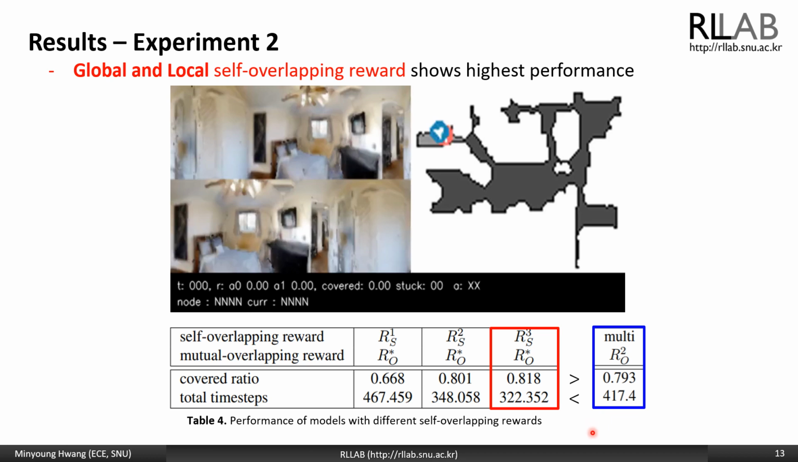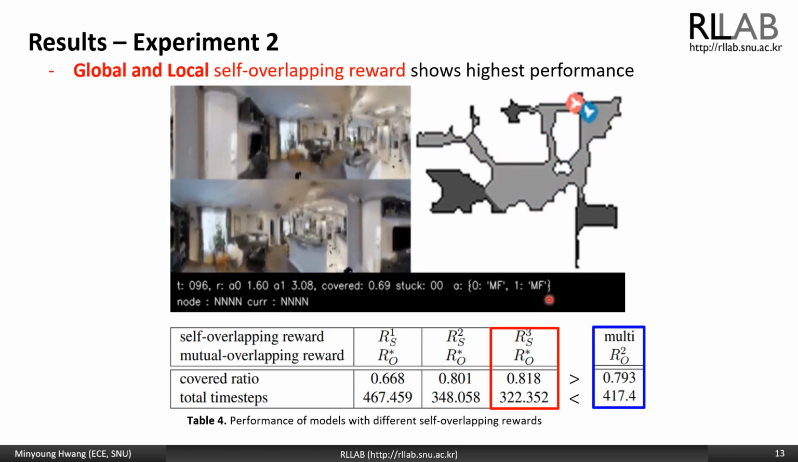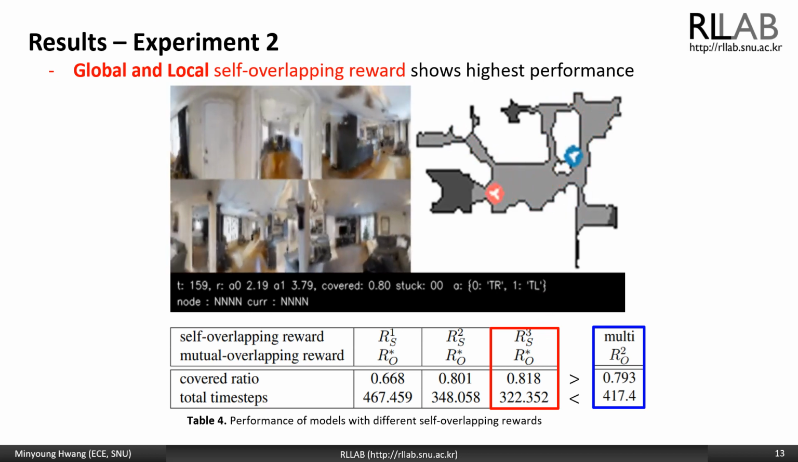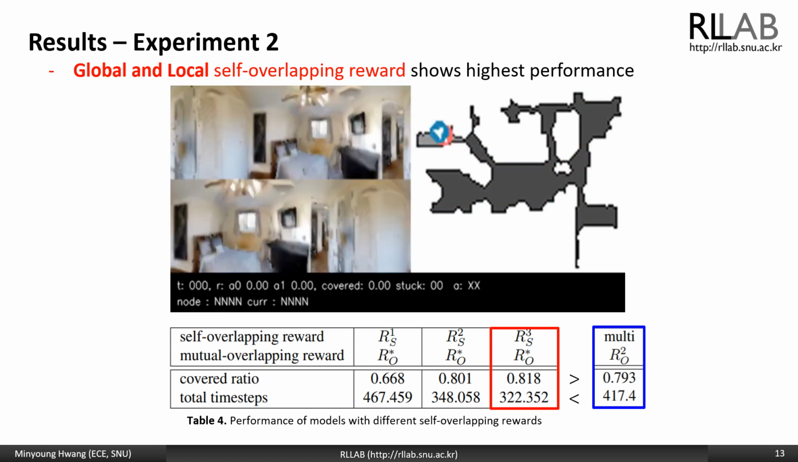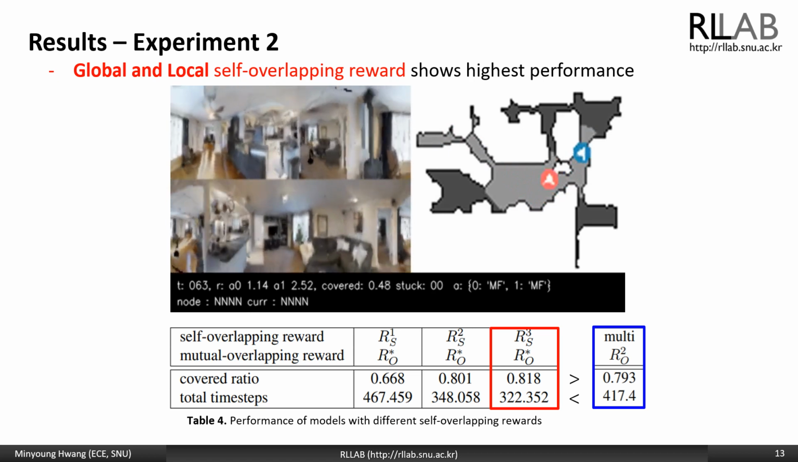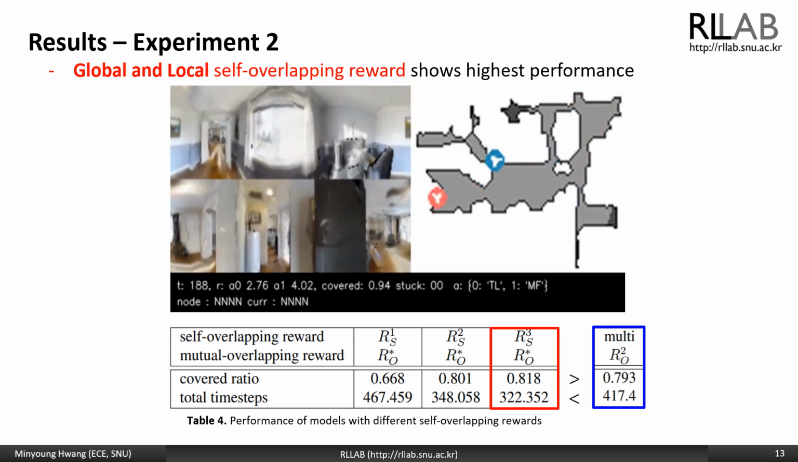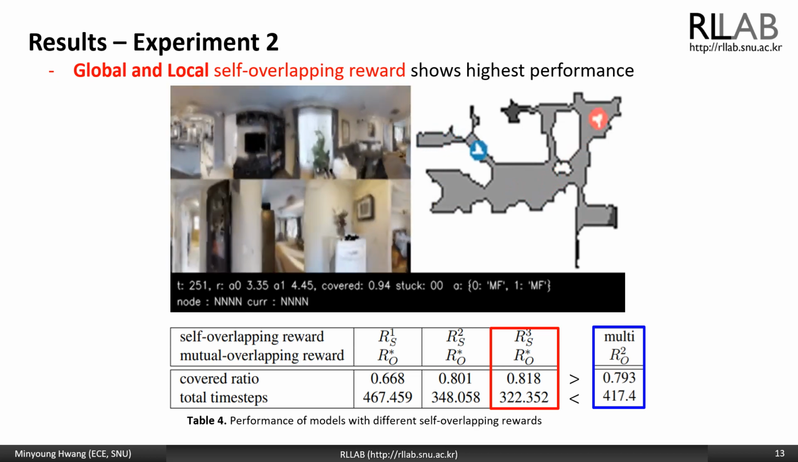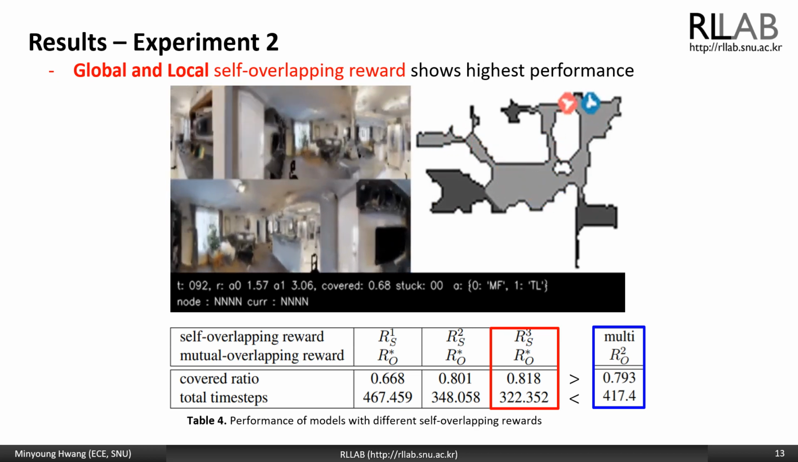It is notable that using self-overlapping rewards can increase the time efficiency of visual exploration. In the video, agents explore the same scene as in the previous Experiment 1 but cover more area faster. To conclude, the experiment results imply that mutual overlapping and self-overlapping rewards have a synergetic effect when they are used together in visual navigation.